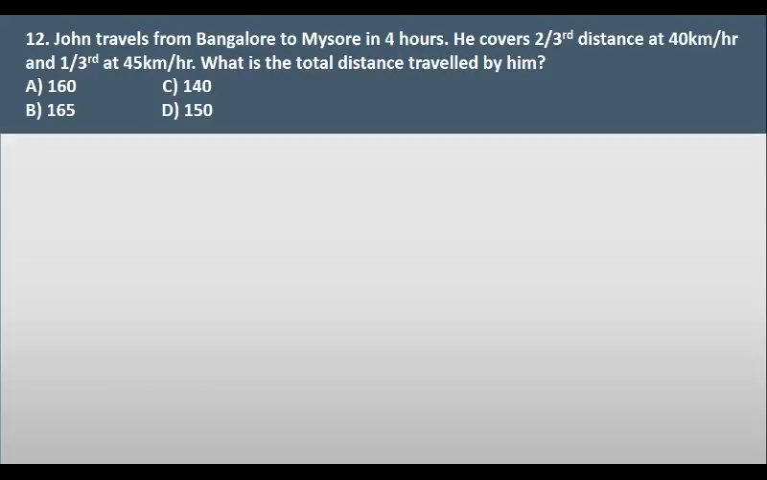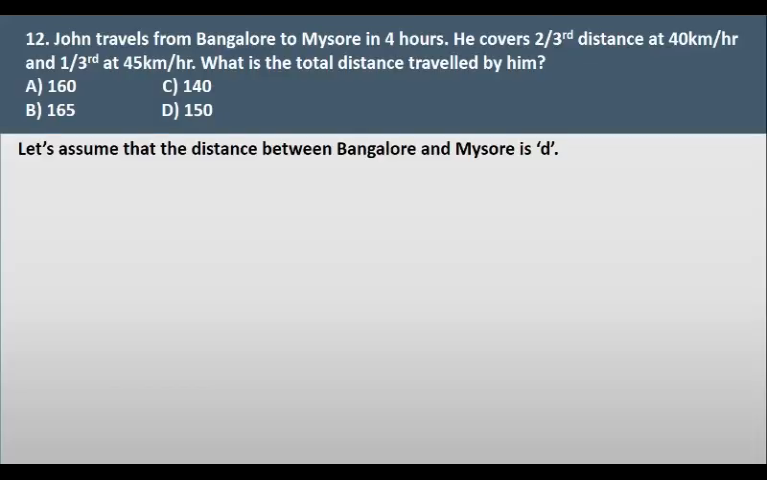So let us begin the solution. Here we need to find the distance between Bangalore and Mysore. So let us initially assume that the distance between Bangalore and Mysore is D. We know that time is equal to distance by speed. We also know that John takes 4 hours in the whole journey.